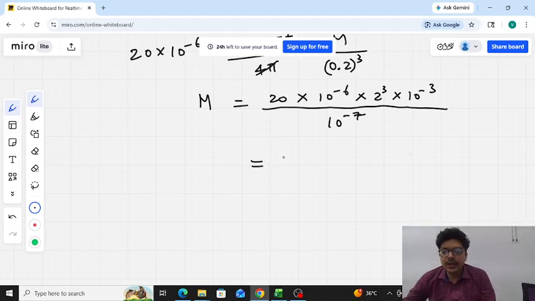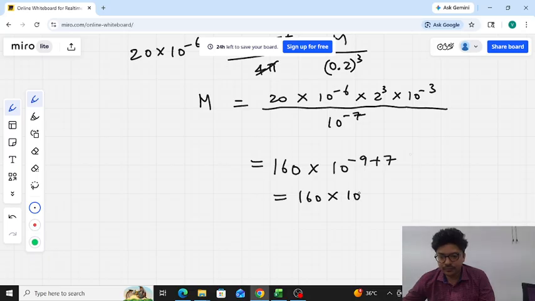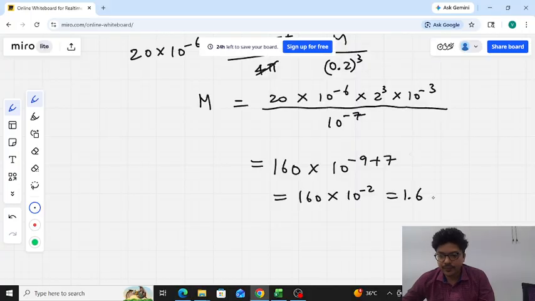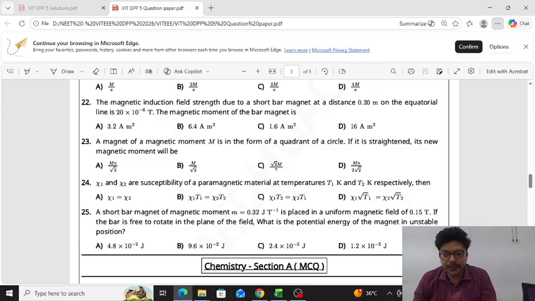So you will get 2 into 8 is 16. So this will be 160 into 10 power minus 9 plus 7, which is equal to 160 into 10 power minus 2, which is equal to 1.6. Okay, 1.6 is the answer. 1.6 ampere meter square. This is the magnetic dipole moment. 1.6 ampere meter square, option C. Okay, next question.